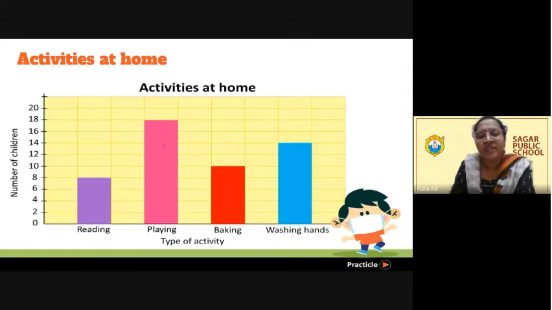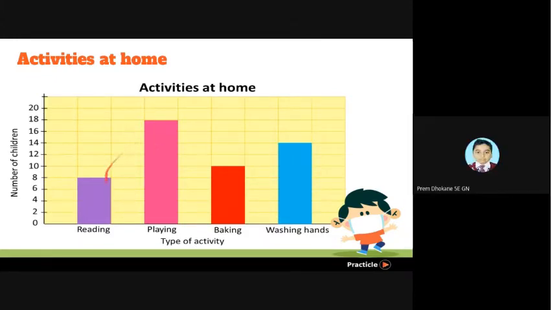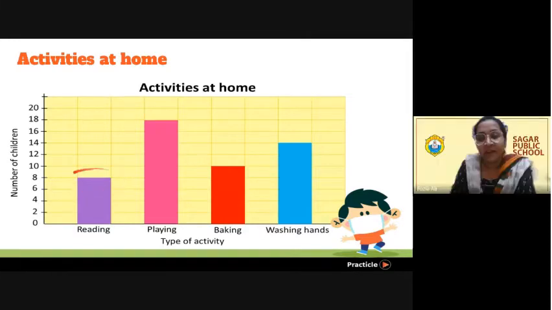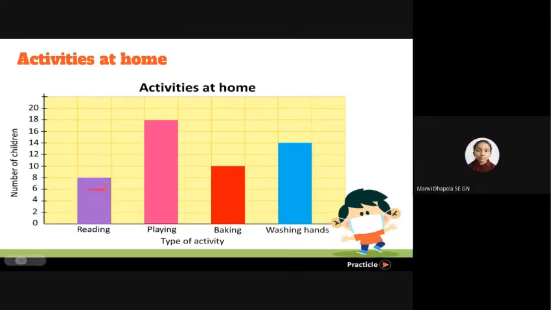Okay, now which is the least favorite activity of the students? Ma'am, reading. And how many children like to read? Ma'am, 8. 8 children.